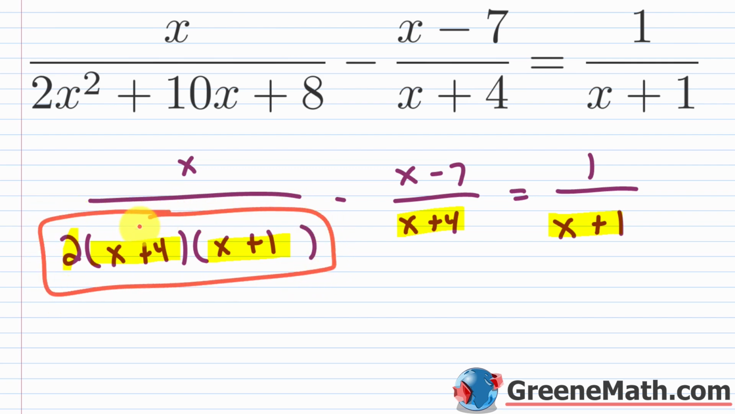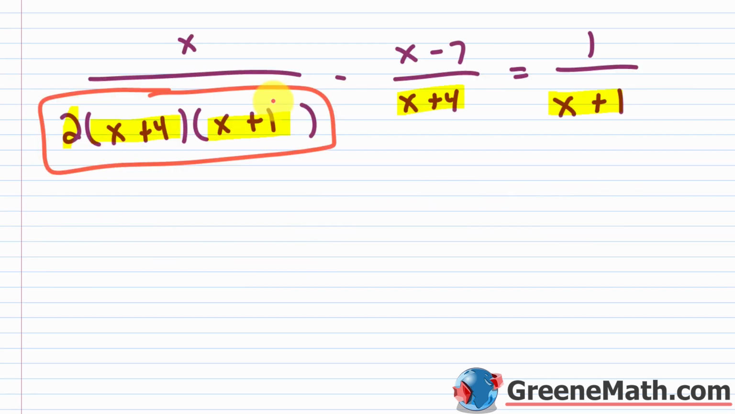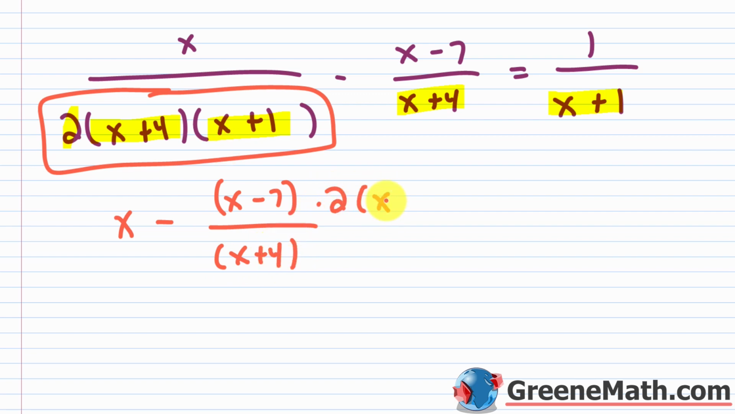So this is 2 times the quantity x plus 4 times the quantity x plus 1. If I multiply both sides by the LCD, this is going to cancel, okay? So we're going to say that this is just x over here, then minus. This is going to get multiplied by this right here. Let me write this one out. So x minus 7, I'm going to wrap this, and then this is over this x plus 4, and it's multiplied by this 2 times the quantity x plus 4 times the quantity x plus 1.